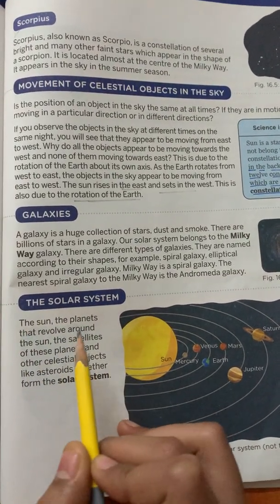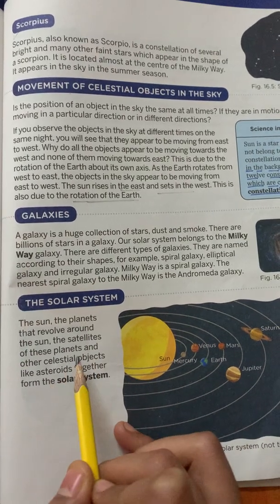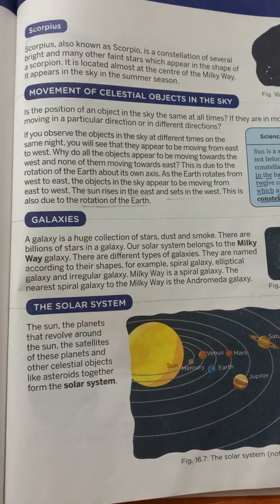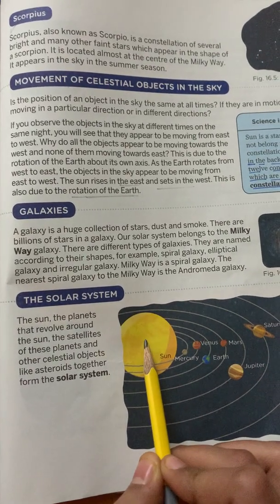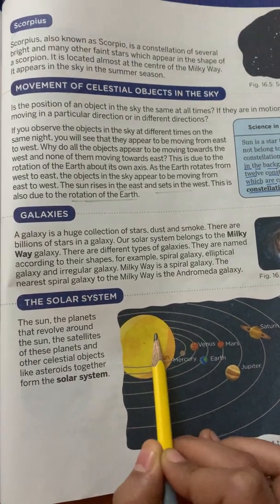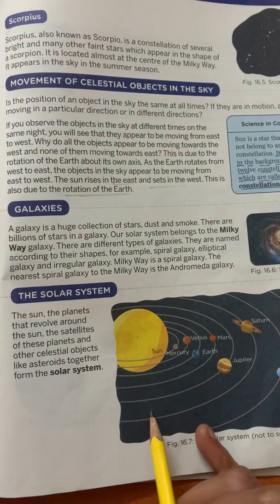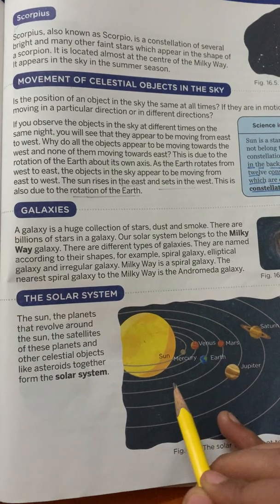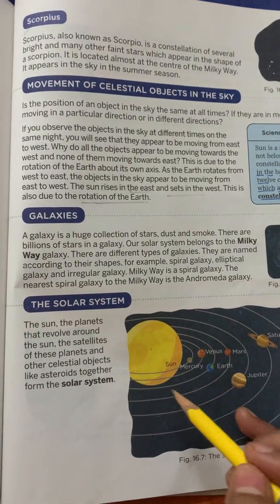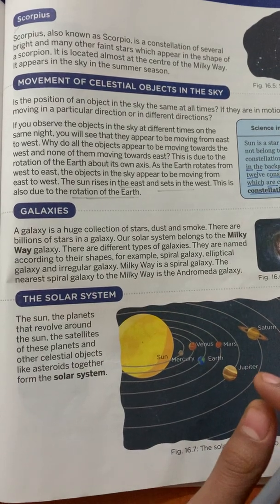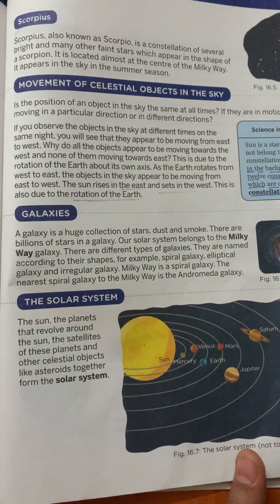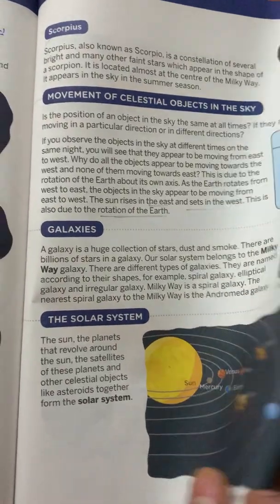The planets revolve around the sun. The satellites of these planets, like the satellite of Earth and of other planets, and other celestial bodies like asteroids, together form the solar system. The planets are revolving around the sun. All the satellites and all the planets together form a solar system, and they are revolving around the sun.